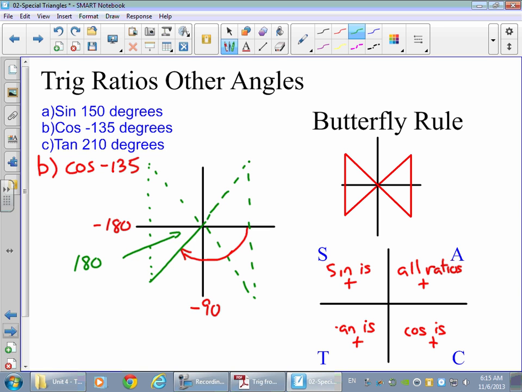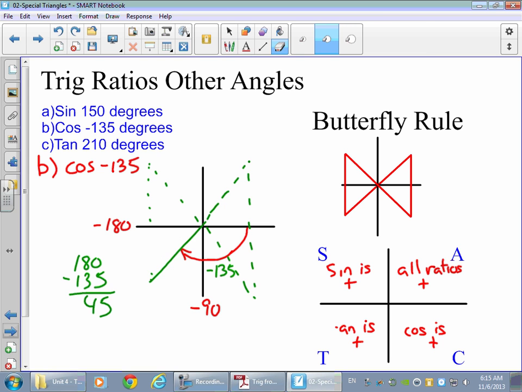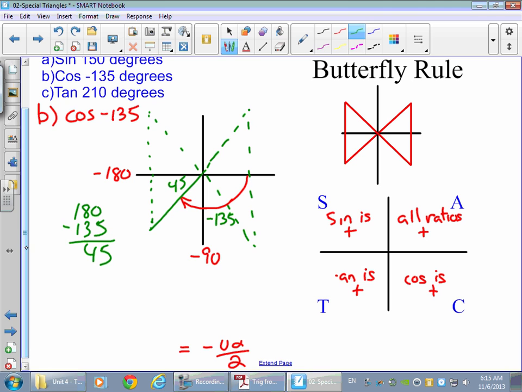So 180 degrees would have taken me all the way to the end. I've used up 135 of them to get to this point. So again, that's a negative 135, but the distance is 135, which means I have 45 degrees more to go on the inside of my triangle. And so that tells me cos of negative 135 will be related to cos of 45.